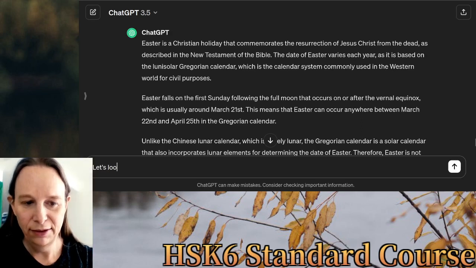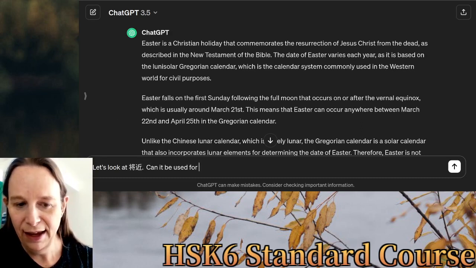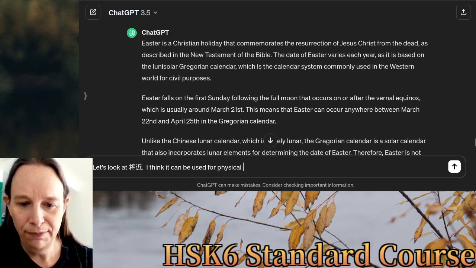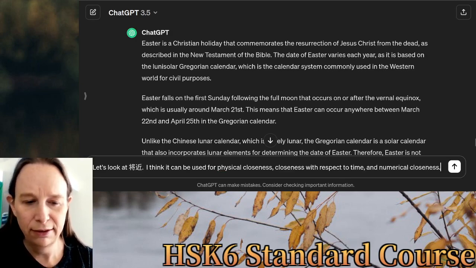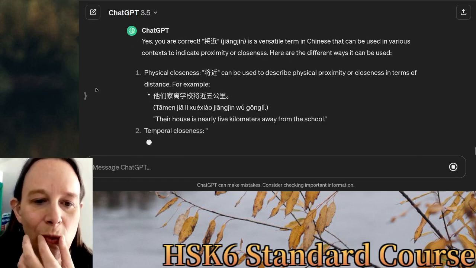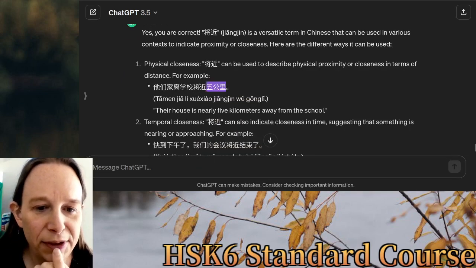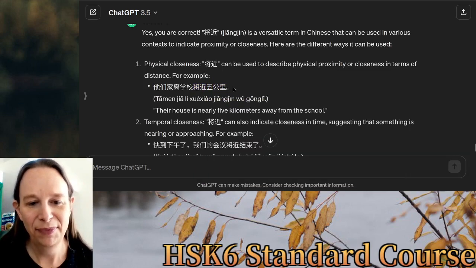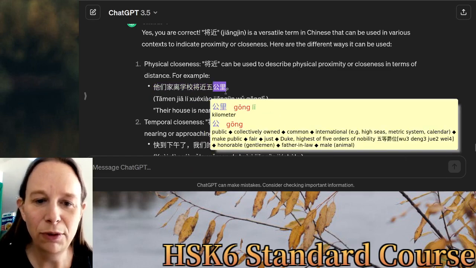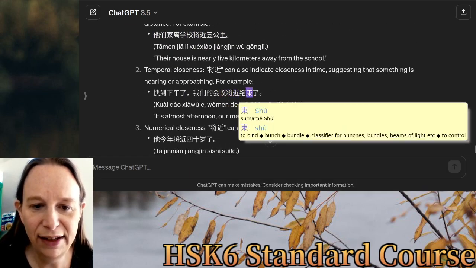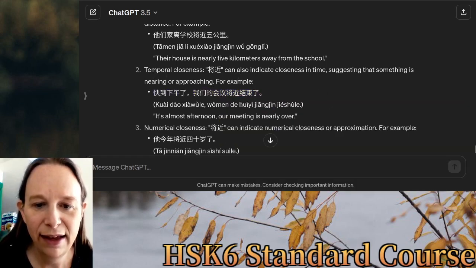So let's look at 将近. Can it be used for... Okay, I think it can be used for physical closeness with respect to time and numerical closeness. Maybe, 他们家离学校将近5公里, almost, this is more like almost. But yeah, this is more numerical though. 将近五公里, it's more about the number. So maybe 将近我 is not quite right. 将近结束了, approaching the end. Yeah, this one. Nearly over.